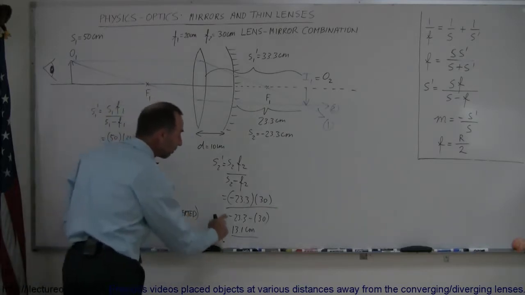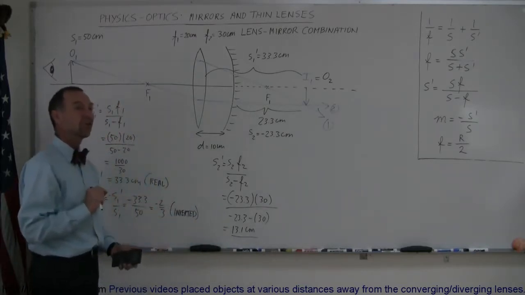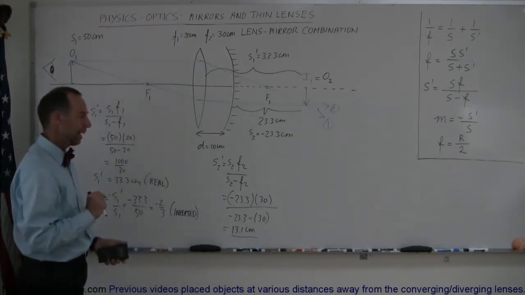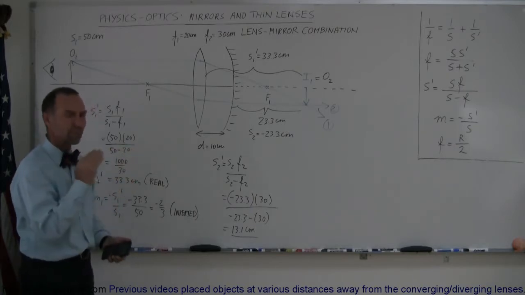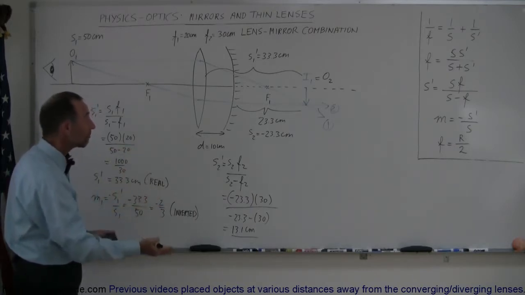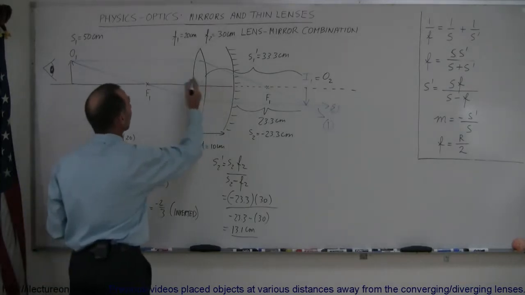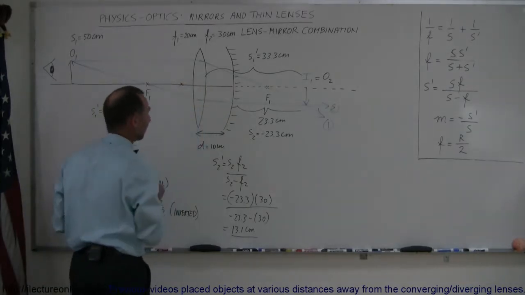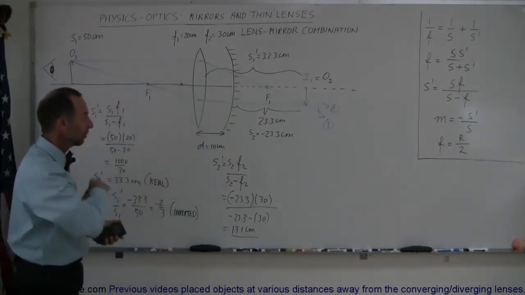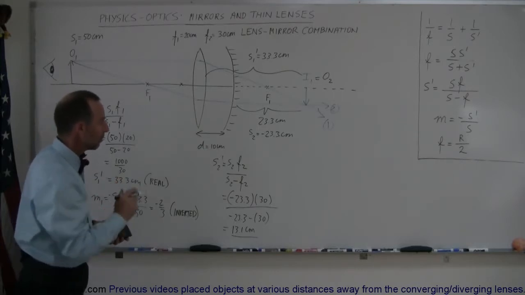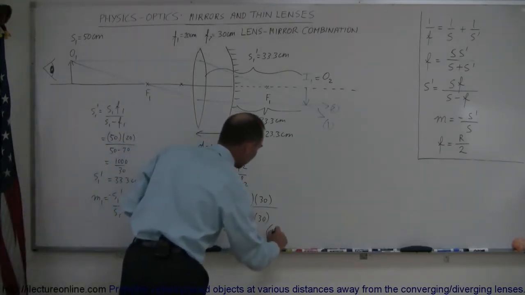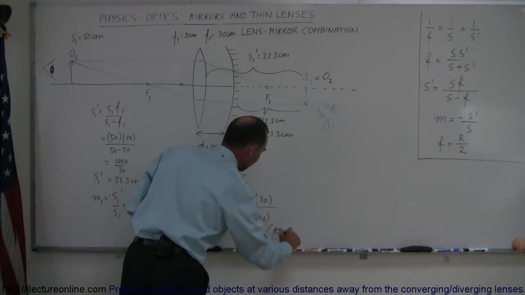All right, now that's an interesting result. Notice that this is a positive image distance. And we're dealing with a mirror here. So with a mirror, a positive image just means it's in front of the mirror. That means the image is somewhere around this location right there. Now we don't know yet if it's upright or upside down. We'll figure that out in just a moment. But this would make that into a real image because it's in front of the mirror.